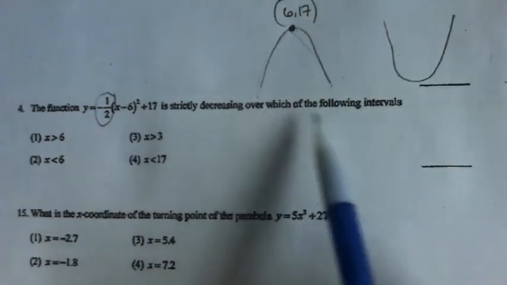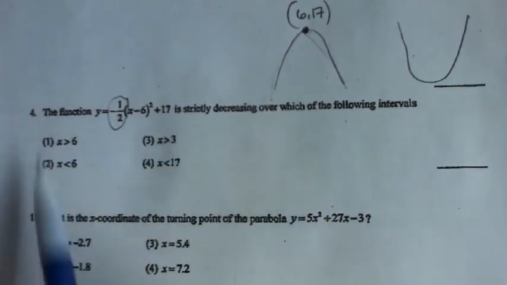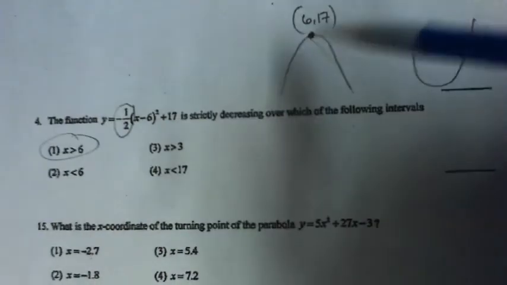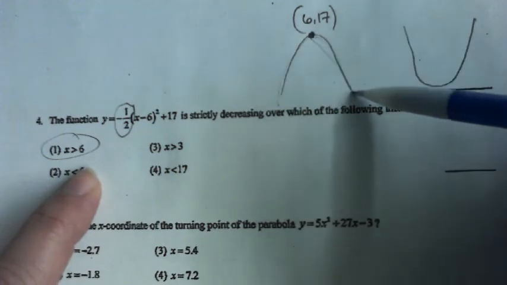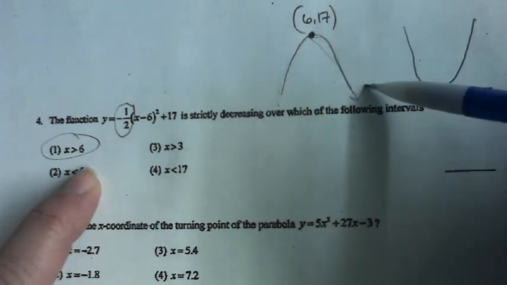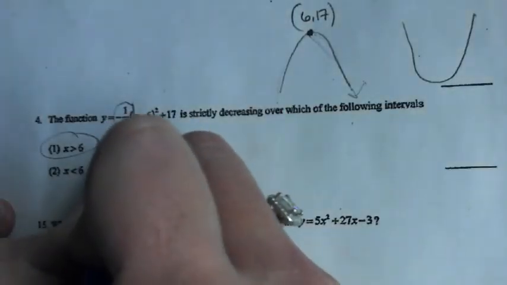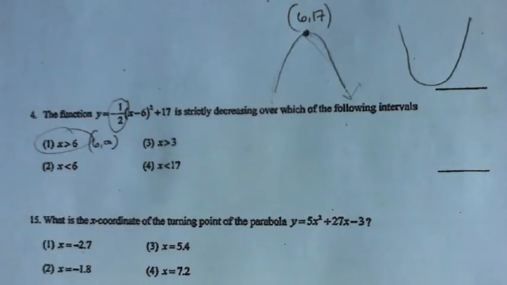So it's strictly decreasing over what interval? Nope. Number 1. It's decreasing when x is greater than 6, yes? Right? From 6 to infinity if you were doing interval notation.